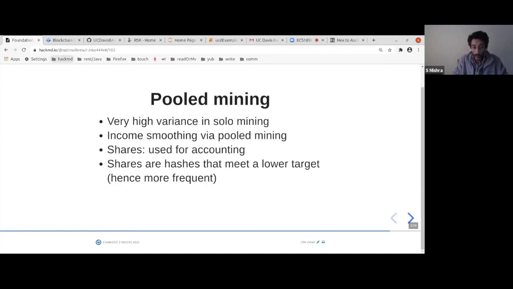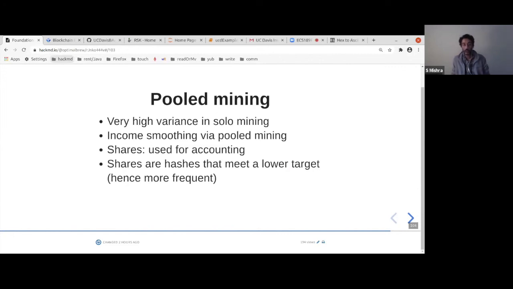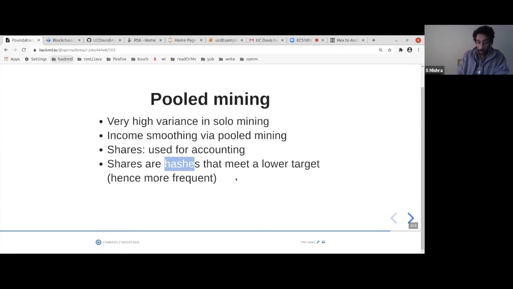So even with this machine, you're not very likely to make a very steady income. So what people do is they become part of mining pools. Because solo mining just has too much variance in how frequently you find Bitcoins, you join a pool. We already talked about the shares used for accounting in mining systems. And shares are hashes that need fewer zeros out in front. So the manager just counts how many valid shares you have produced, and depending on the number of valid shares, pool members get distributed the earnings.